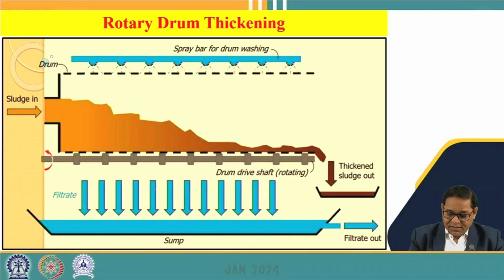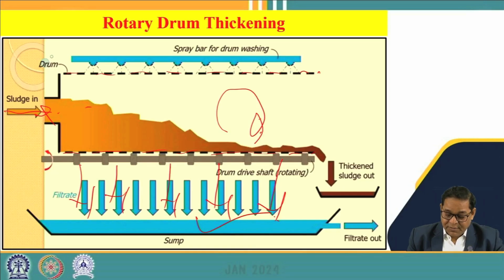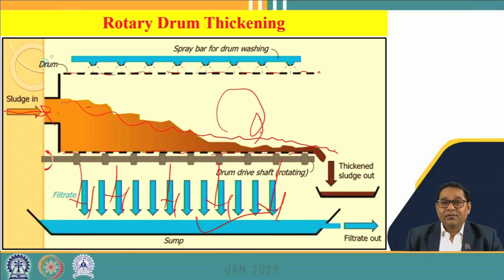So you can see here, this is the diagram. This is the drum where the sludge solids enter. This is rotated, and when it is rotated, all the water gets filtered from here and is collected into this sump. All the water is separated during this rotation process, whereas during rotation all the sludge particles form this kind of heap, and finally this accumulated sludge from the bottom is removed as the thickened sludge.